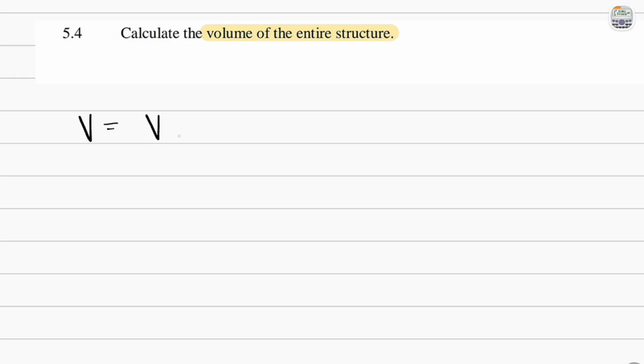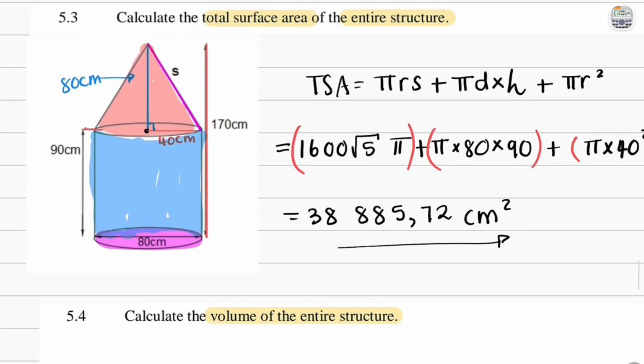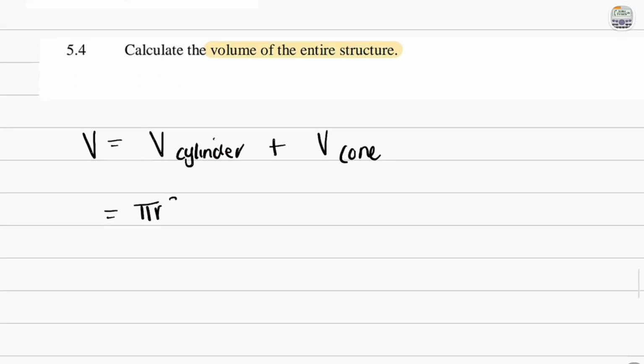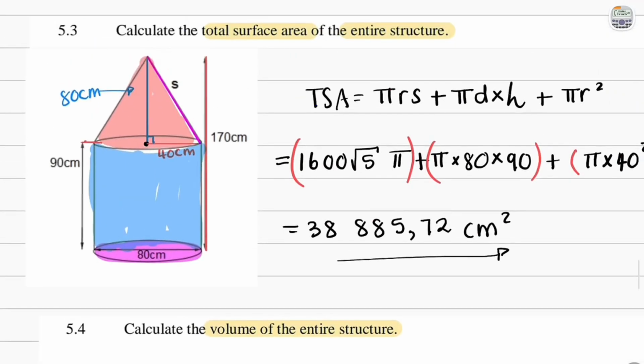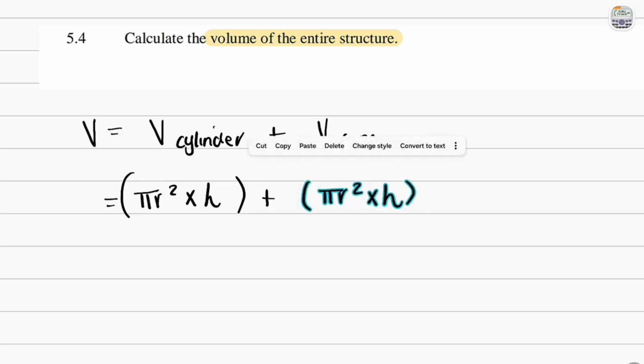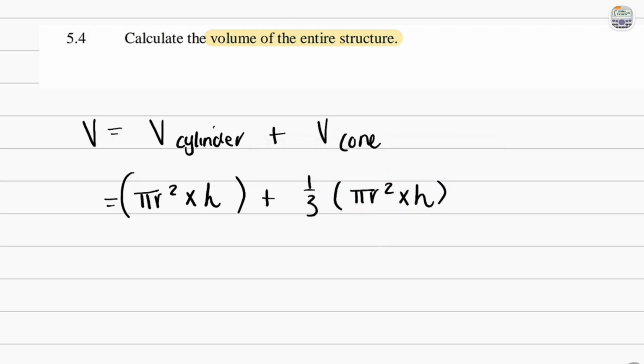So the volume of the entire shape, we'll just take the volume of the cylinder and add it to the volume of the cone. The volume of the cylinder is the area of the base times the height. The base is a circle, so that is pi r squared multiplied by its height, plus the volume of the cone. Remember, this is a cone. You're still going to take the area of the base times the height, but then times 1 over 3, because it's a cone. So that's pi r squared times the height, all times 1 over 3, and that is our formula.